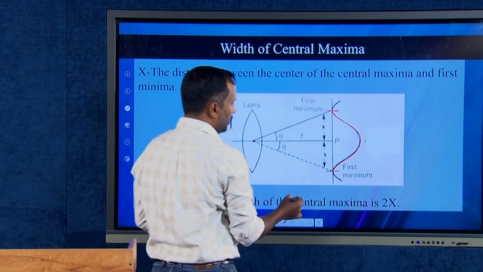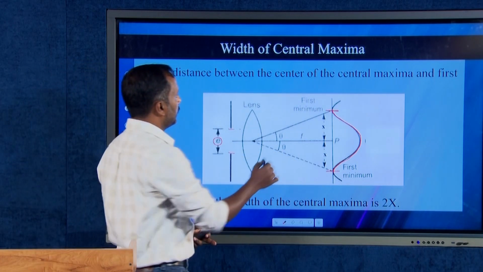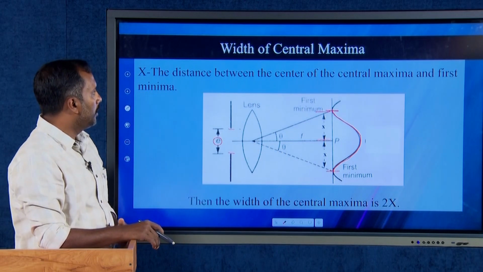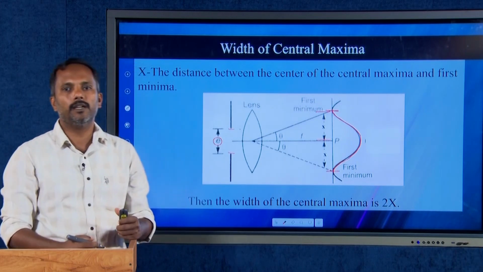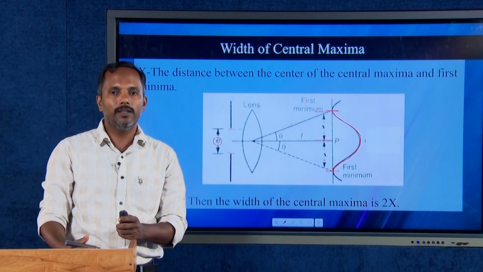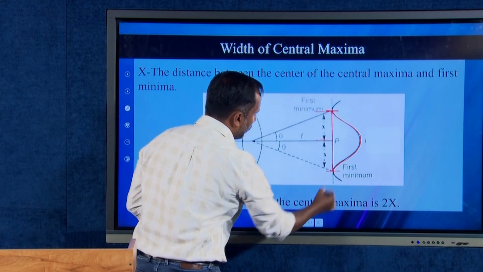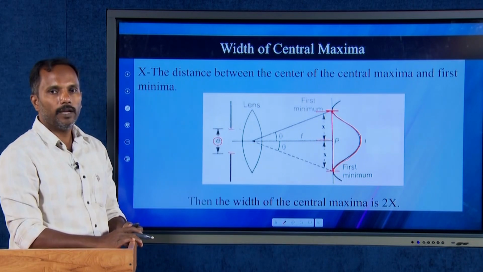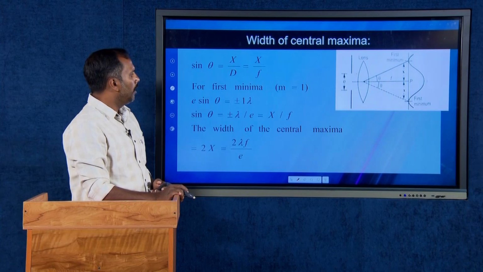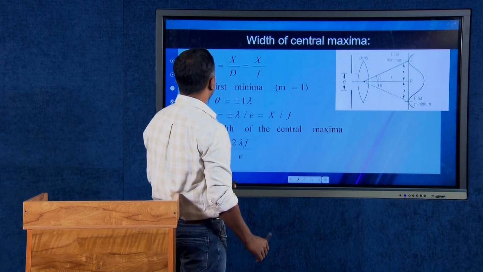Here this is the position of the first minima, and again this is also the position of the first minima. Let us take the distance x. Now, x is the distance between the center of the central maxima and the first minima. Then obviously the width of the central maxima is 2x. So, this distance shall be the width of the central maxima, x plus x, that will be giving us 2x. So, let us see how to derive the equation for the width of the central maxima.